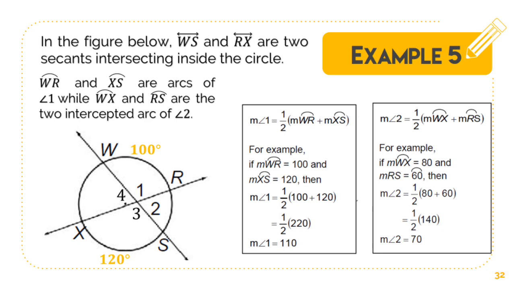While solving for the measure of angle 2, we will be using the formula: the measure of angle 2 is equal to 1/2 of the sum of the measures of arc WX and arc RS. If the measure of arc WX is 80 and the measure of arc RS is 60, then the measure of angle 2 is equal to 80 plus 60 divided by 2, which is equal to 70.